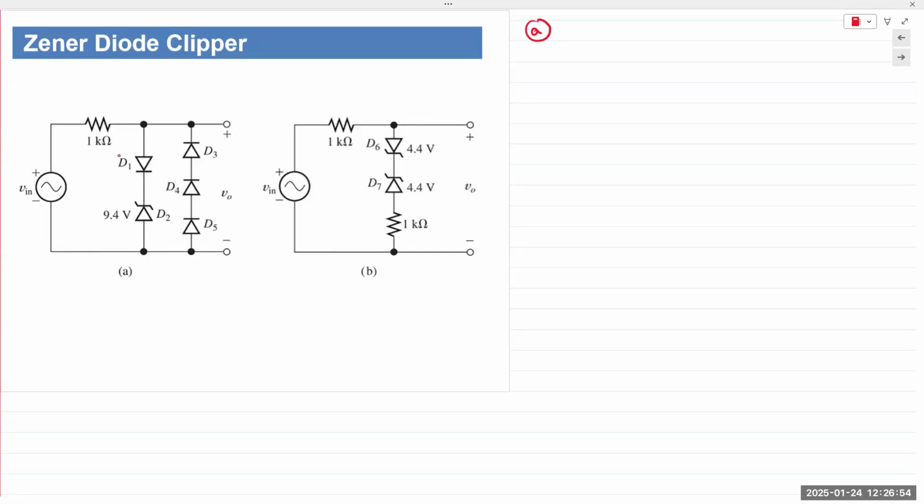So for circuit A, what is VO? Let's look at D3, D4, and D5. What do we see? They're all connected in series. And if we say they're regular silicon diodes, let's assume VD is 0.6 volts. So the first thing is that the branch on the left would affect the positive half cycle.